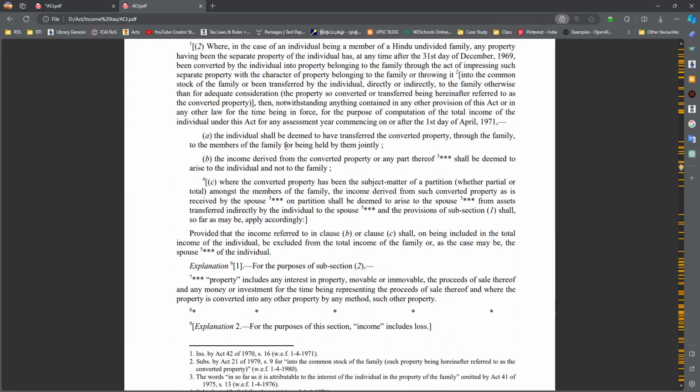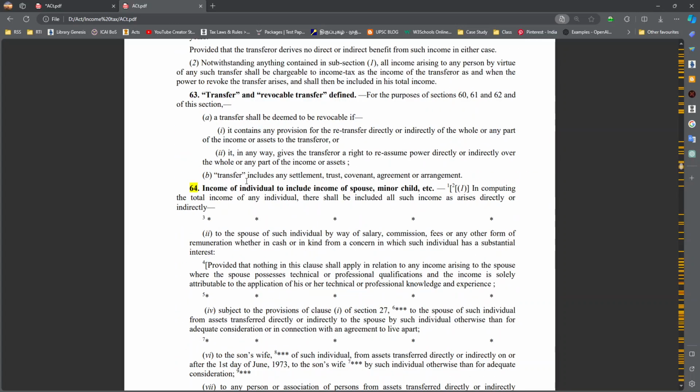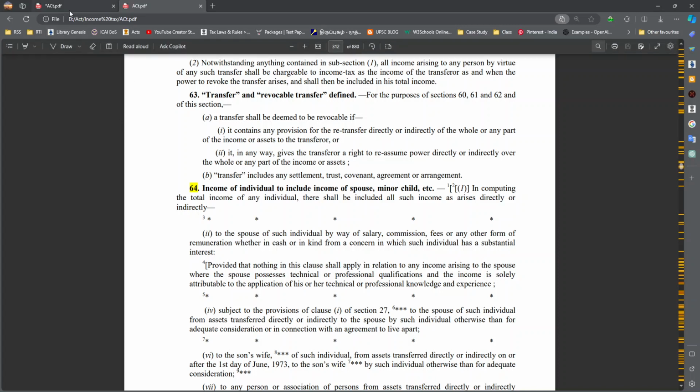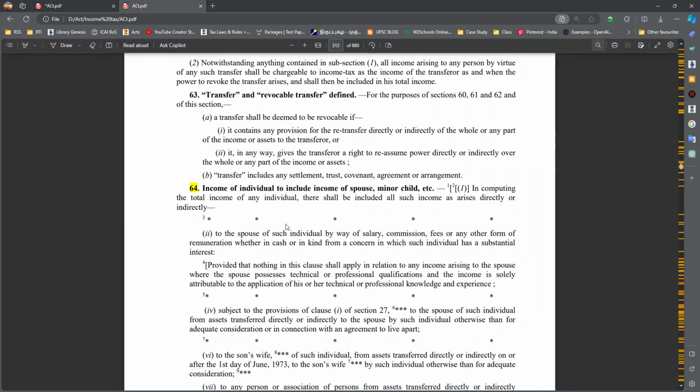Section 64, what does it say? Income of individual to include income of spouse, minor, etc. So the individual's income includes the income of spouse, minor, etc. At section 64, subsection 2. Subsection 2, what does it say?